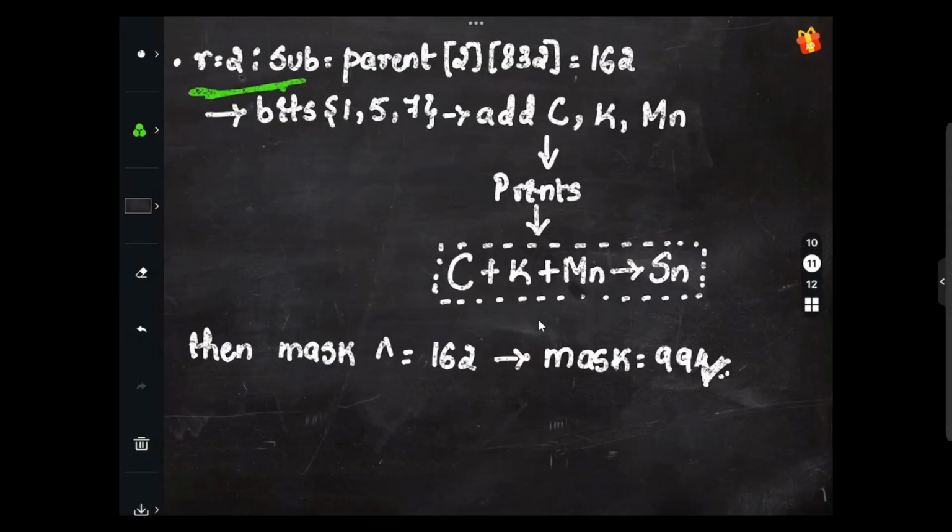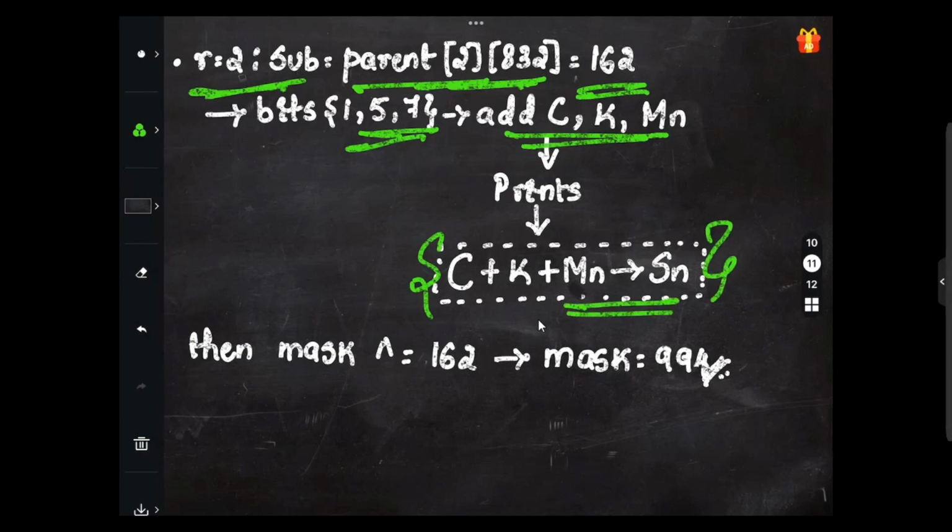So this is fine. So the parent of 2 and 832 is the 162 value. So bits again we have already got this one, 157. So we have to add c plus k plus mn. You can just go to the video and check. So here 157 we are going with. So we have to add c and k and mn, right? So we will be printing c plus k plus mn, nothing but this is equivalent to the sn, right? So this is equivalent to the initial sum, nothing but the value of the sn. You can just check, it doesn't matter.